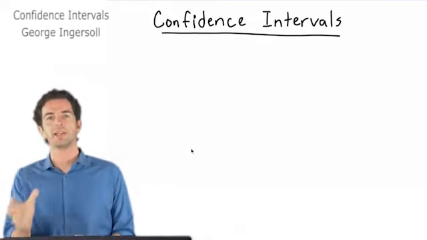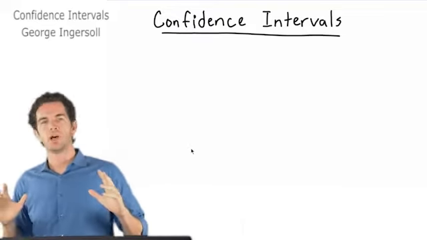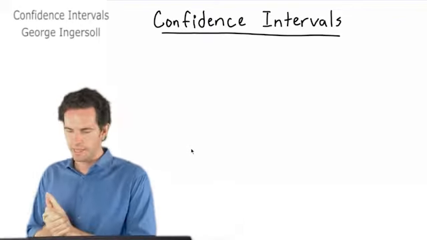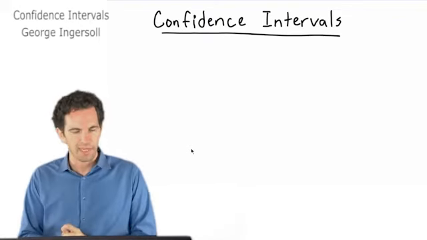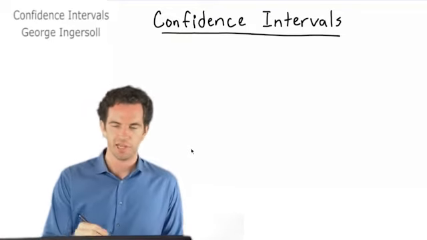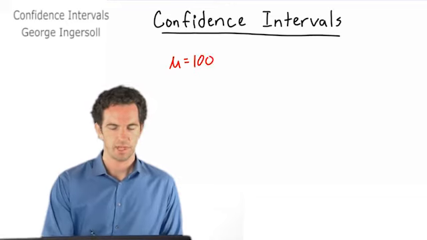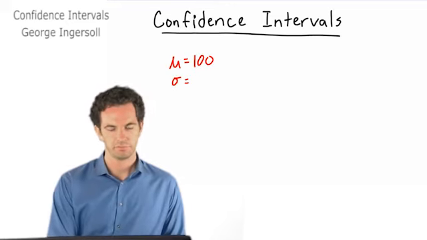So, to define a confidence interval, as usual, I'd like to give you an example. Suppose that you run a restaurant, and on a nightly basis, on an average Saturday night, any Saturday night, you average 100 customers. And you have a standard deviation of 20.